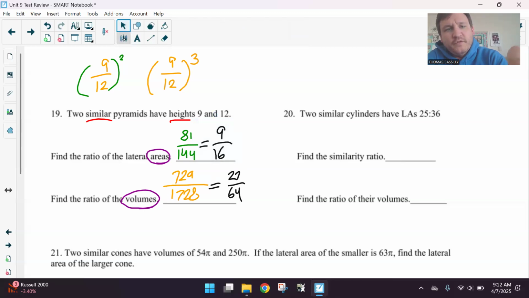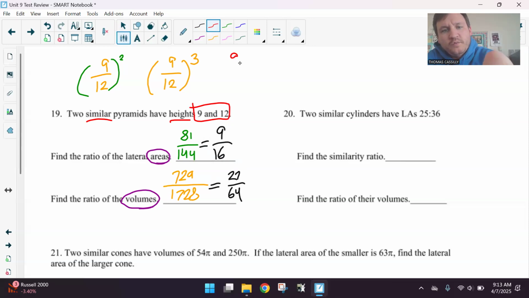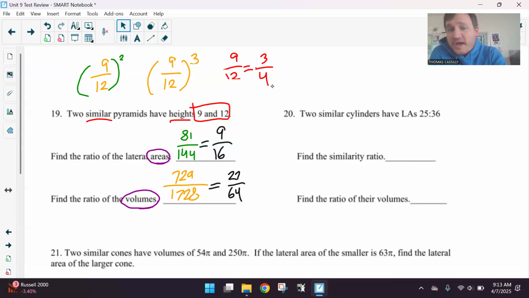If I look at this 9/12, that's going to be the same thing as 3/4. And if you look at it, it still all works out, right? Because 3 squared is 9, 4 squared is 16, and that is 9/16. The third one, 3 cubed is 27, 4 cubed is 64. That gives us that same ratio. So when you simplify things first, it does make life a little bit easier, so keep that in mind.